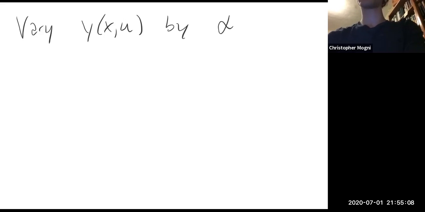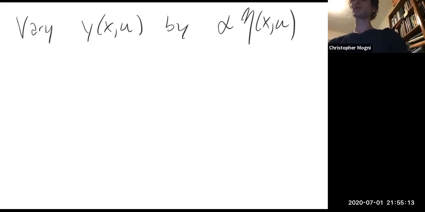We want to vary y by alpha times eta of x, u. So the one additional feature is that this eta times alpha is going to be, alpha a constant, eta a function, but eta is going to be a function of x and u. So what we want to do is exactly the same thing.